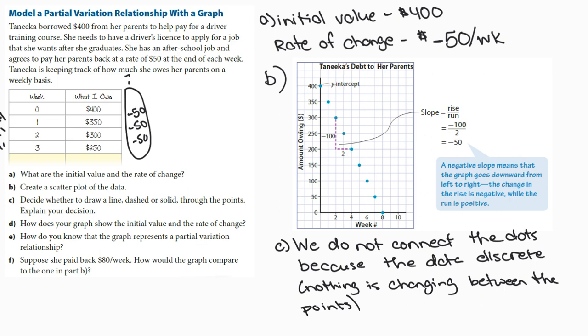How does your graph show the initial value and the rate of change? So the initial value is this y-intercept right here. So there it is. This is the, oh, sorry, I don't mean to use my highlighter for this. This is the initial value.